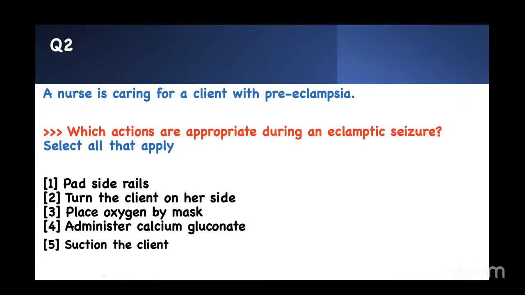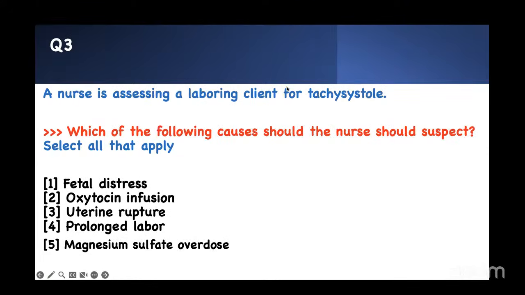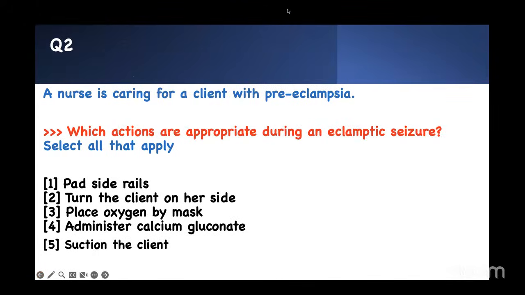Which actions are appropriate during eclamptic seizures? That means the lady is having seizures, right? Select all that apply. A nurse is caring for a client with what? Preeclampsia. You know the patient has preeclampsia. There is a risk of developing eclampsia, and therefore the question is asking about an active seizure. That's all. The patient has preeclampsia and you're taking care of the patient. All of a sudden, the patient is now in eclamptic seizure. This is different. Preeclampsia, you're watching it, and now she's having seizures.